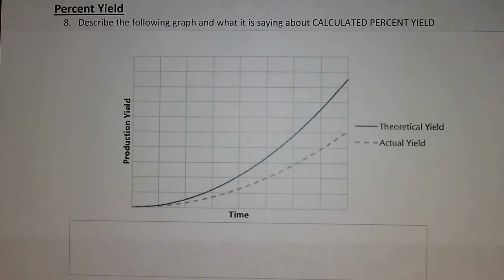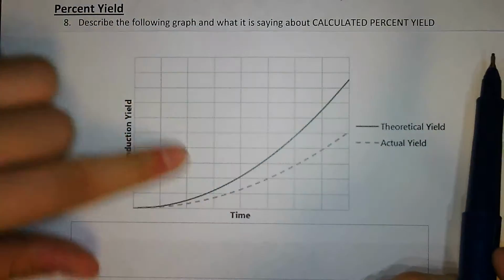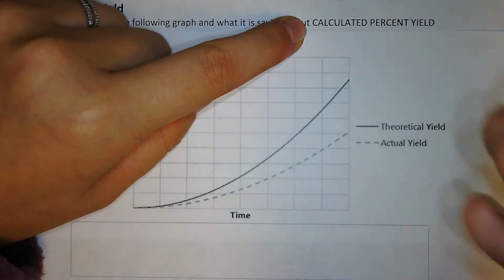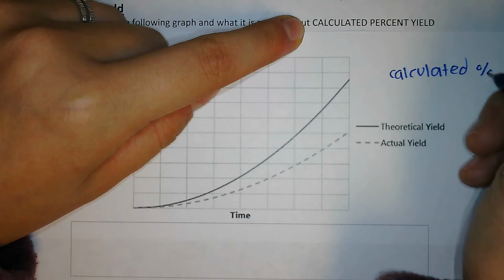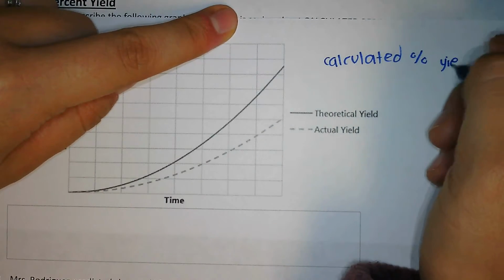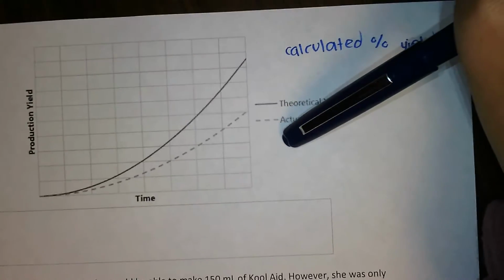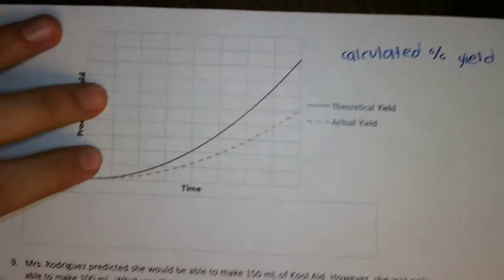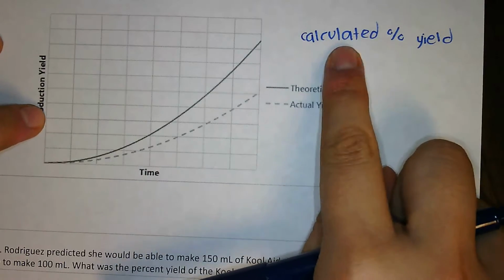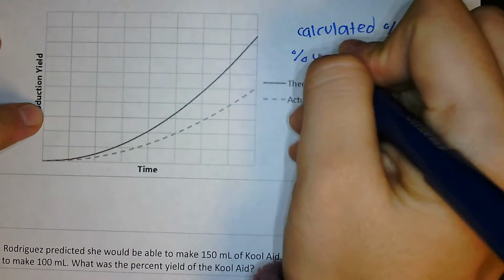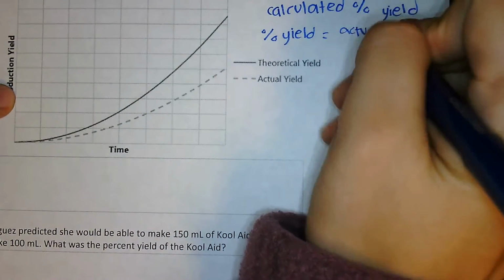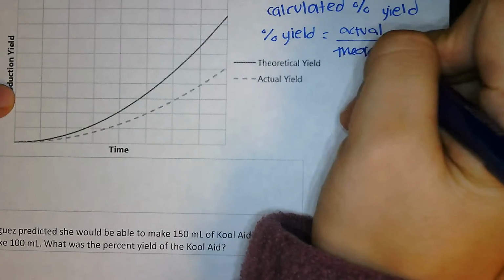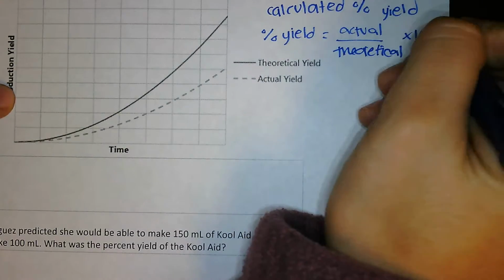Okay, so these percent yield questions are fairly simple. First one, it's asking you to look at this graph and then say what this is saying about the calculated percent yield. All right, so let me get rid of this back paper since it printed weird. Okay, there we go. So I know that to calculate percent yield, my formula is going to equal my actual over theoretical and all of that times 100.